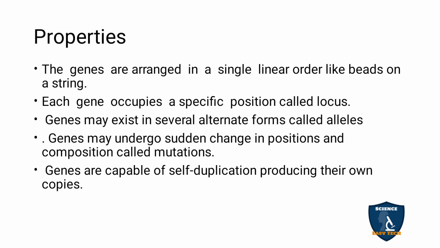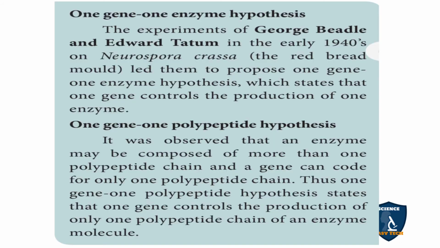So the properties: first point is line order, single line order. Second is the locus, location. Third is the alleles, alternative forms. Fourth is the sudden change, that is mutation. And fifth is duplication to produce their own copies. So these are the properties. If they ask in 5 marks, you can write this, and it is an easy one also.